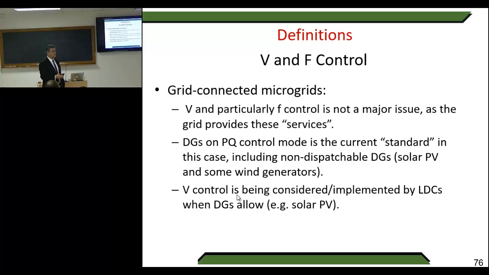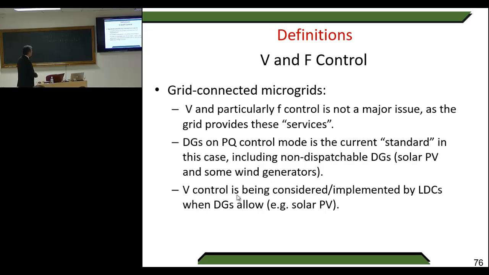The problem is when you need to be isolated, you need to have a very clear strategy for an islanding operation. And the third point is voltage control is being considered implemented by LDCs when DGs are low, for example photovoltaic.